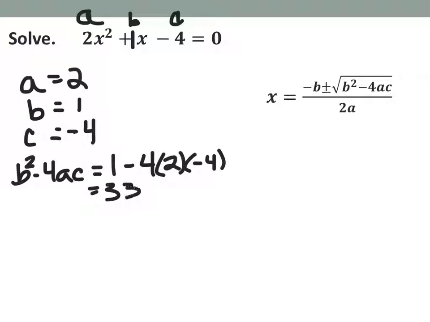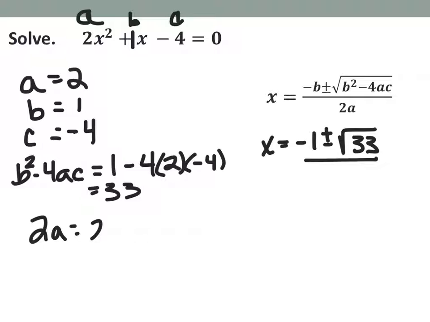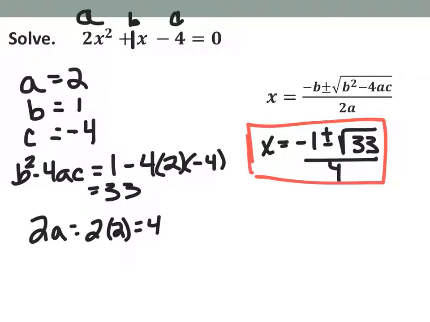When we add those together, negative 4 times negative 4 is positive 16, times 2 is 32, plus 1 is 33. That means we get x is equal to negative b, negative 1, plus or minus the square root of 33, all over 2 times a. 2a is 2 times 2, which is 4. And that means we're done. This is our solution set.